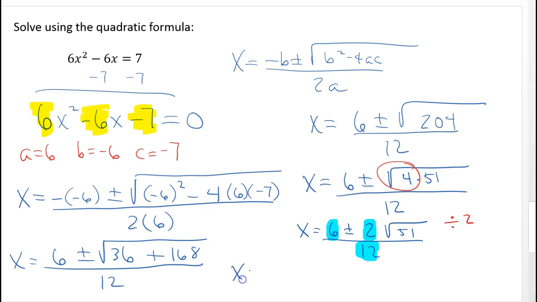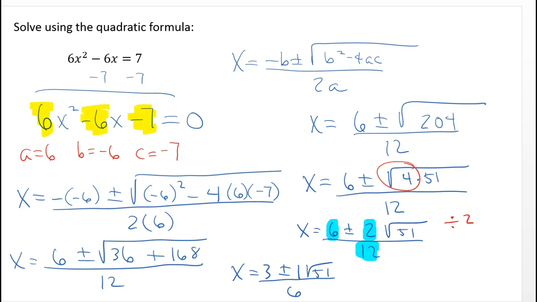So that gives me x is equal to 6 divided by 2 is 3, plus or minus 2 divided by 2 is 1. Square root of 51, you do not divide it by 2. 12 divided by 2 is 6. Now, 1 times the square root of 51 is just square root of 51.